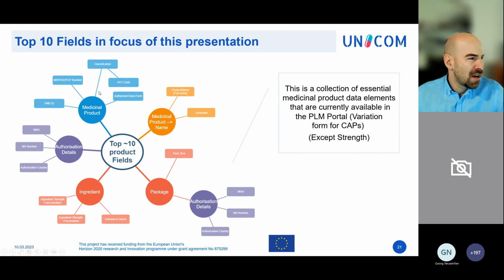The elements I have chosen are things that we, for example, use for process control at the Austrian agency, in addition to some variation elements that I'm not focusing on today. I've already shown those in one of the previous presentations. So today we will look at, from the medicinal product, how to get the PMS ID, which is the stable unique identifier of the product, the MRP DCP CP number, the ATC code, the authorized dose form. From the product, we will also look at how to get the full name and the language of the full name. I am not going to show the invented name or all of the name parts.